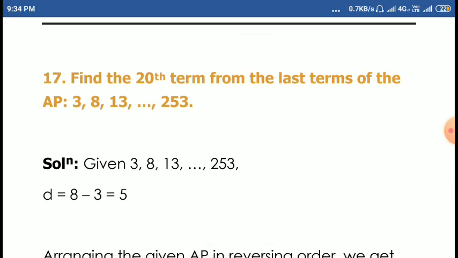Then we come to another problem. It's exercise 5.2, question number 17. Let's see the question. Find the 20th term from the last term of this AP: 3, then 8, then 13, and so on, up to 253. So this question is a little different from the previous one. We need to find the 20th term from the last term of the AP, not from the first one. Okay, let us solve this particular problem now.